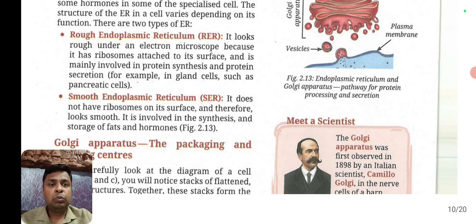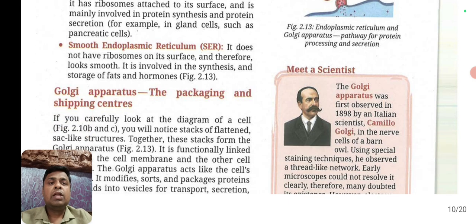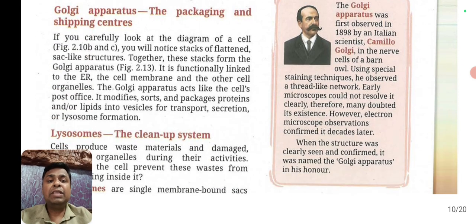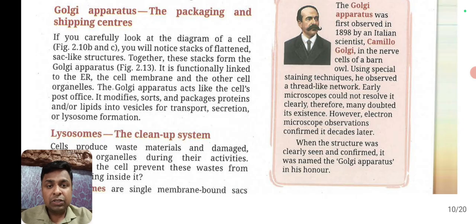So what does it do? It is mainly involved in protein synthesis and protein secretions. Then we have smooth, that is involved in synthesis and storage of fats and hormones. Now Golgi apparatus, that's a packaging and shipping center. So production is done in one place and packaging is done in another place. If you look in the diagram, you can see these structures, stacked, flattened, sac-like structures. They are linked to the ER, that is endoplasmic reticulum, and they act like the cell's post office.